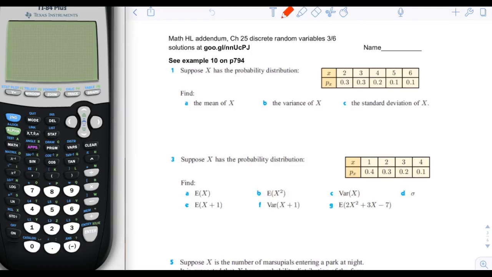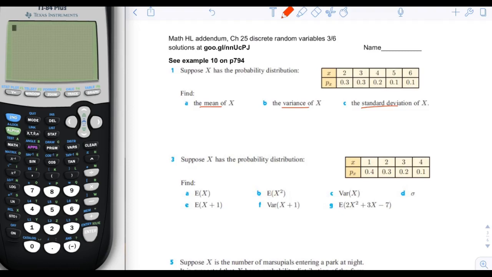Page 3 of the addendum for discrete random variables for HL. Number 1. Suppose that x has the probability distribution as follows. Find the mean of x, the variance of x, and the standard deviation of x.